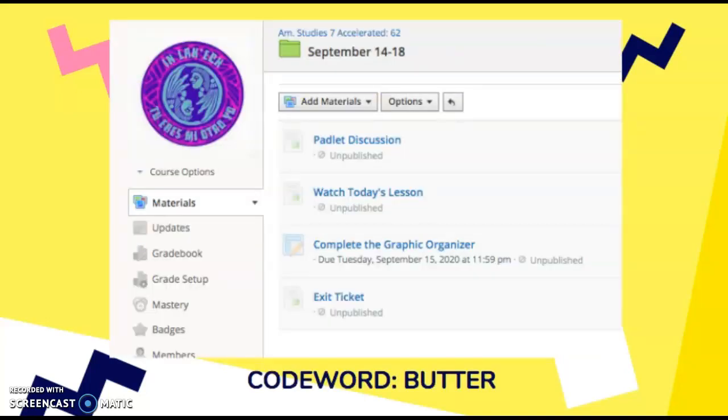Lastly, make sure that you're completing all 4 things in today's lesson. So the first one was that Padlet discussion, where you're writing what do you know already about United States history and what you'd like to know. And this is really important because it's going to help me guide where we take our learning in these next few months. So make sure to complete that. The next piece is that you're going to watch this lesson, which you are doing right now. And then you are going to complete the graphic organizer. And lastly, you are going to complete the exit ticket on Flipgrid.